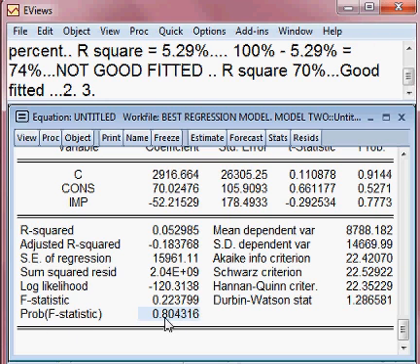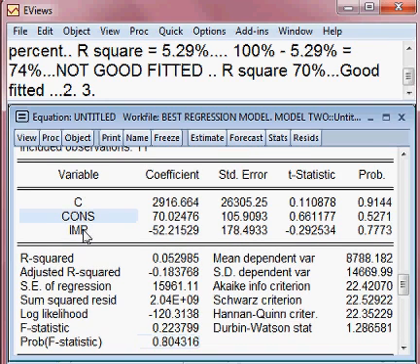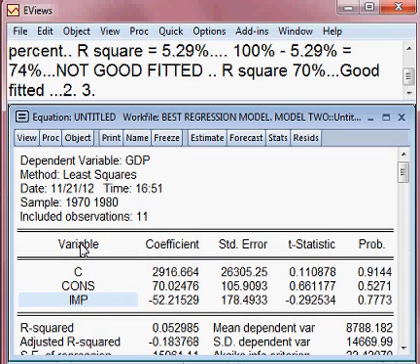Suppose the p-value here is less than 5%, then this is significant, meaning that consumption and import, these two variables jointly can influence our dependent variable, that is GDP.